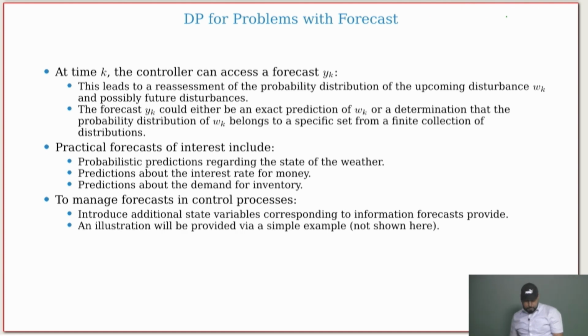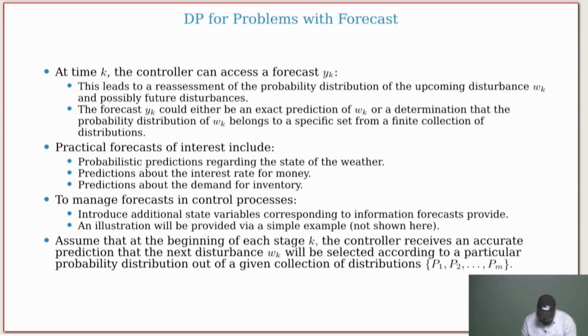So introduce additional state variables corresponding to the information the forecast provides, and we will see an illustration of this, I hope. So assuming that at the beginning of each stage k, the controller receives an accurate prediction that the next disturbance wk will be selected according to a particular probability distribution out of a given collection of distributions p1 to pm. So that could be one possibility. If the forecast is i, let's say, meaning it will follow pi distribution, then wk must be selected according to pi.